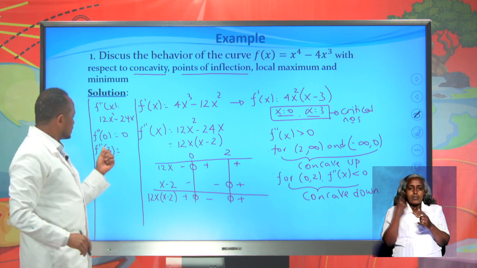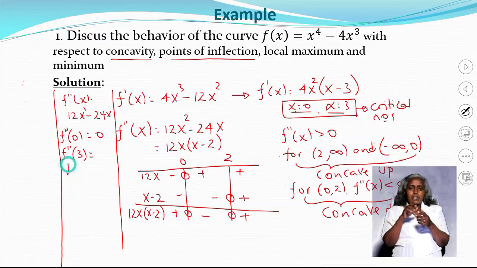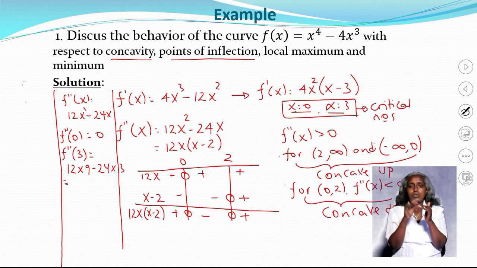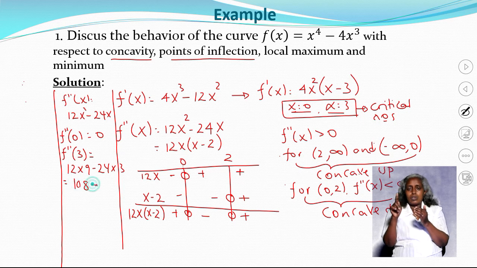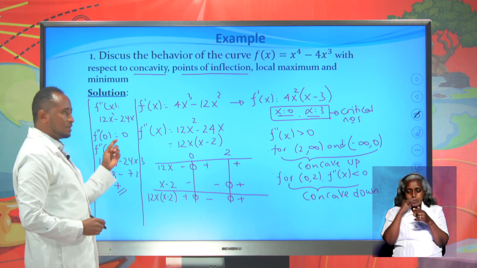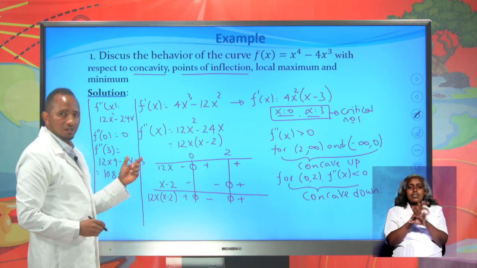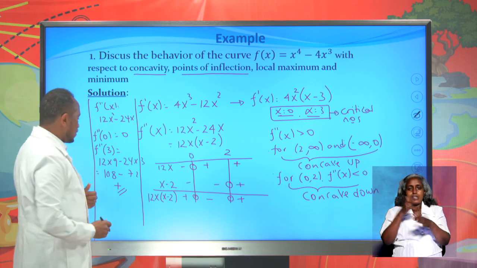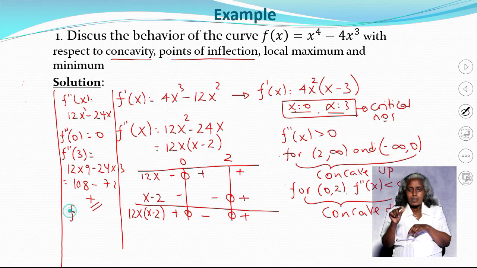For 3, the second derivative at 3 equals 12 times 9 minus 24 times 3. This equals 108 minus 72, which is 36. So this is positive. Since the second derivative at 3 is positive, this function has a local minimum at this point. So f of 3 is a local minimum.